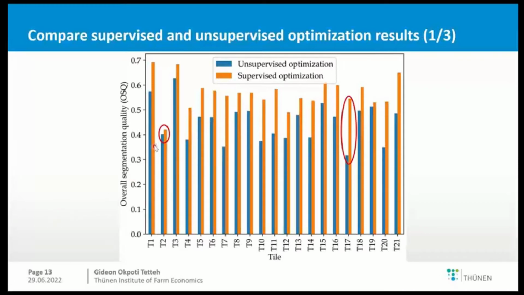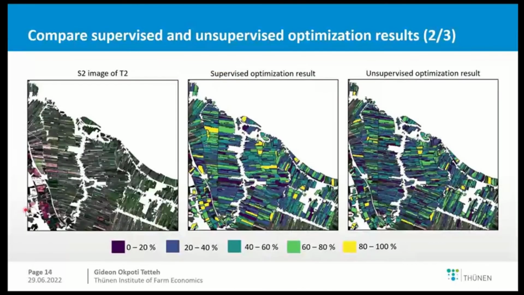But here I highlight T2, where, as you can see, there isn't a very significant difference between the two approaches. And then T17, where there's a very big difference between those two approaches. So here I show already for T2. Over here I have the Sentinel-2 image for T2, and here is the corresponding supervised result, and here is the unsupervised result. Each segment is colored by its corresponding match to the corresponding reference parcel in the GSAA.